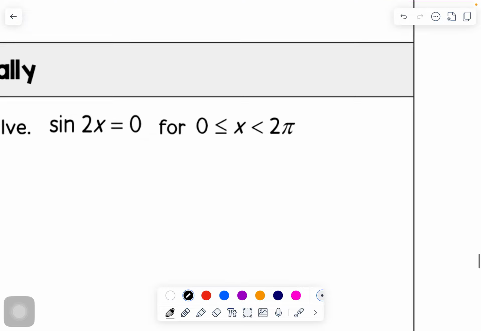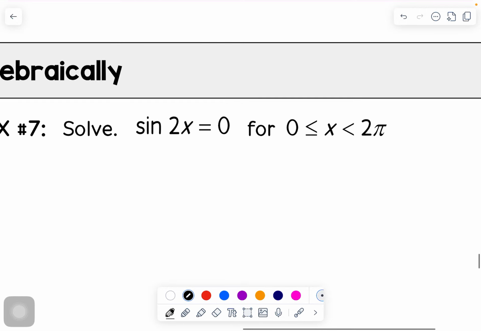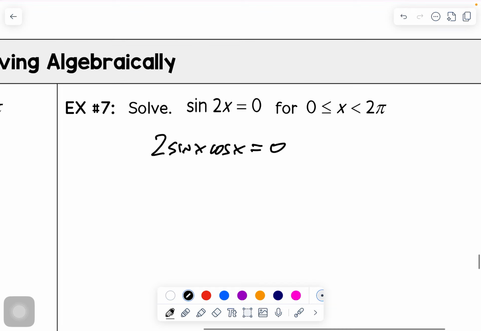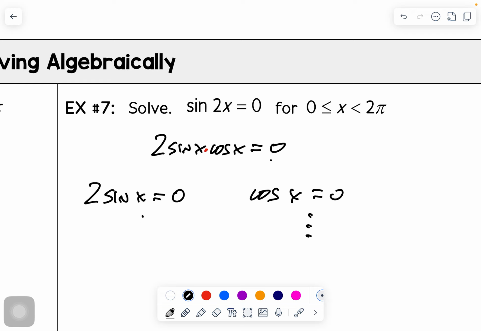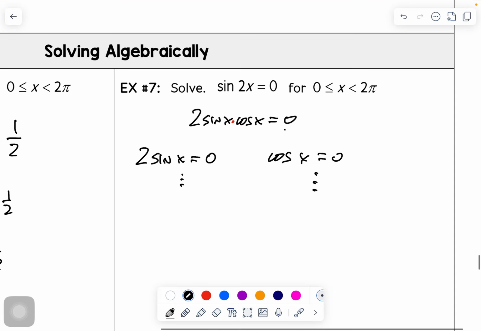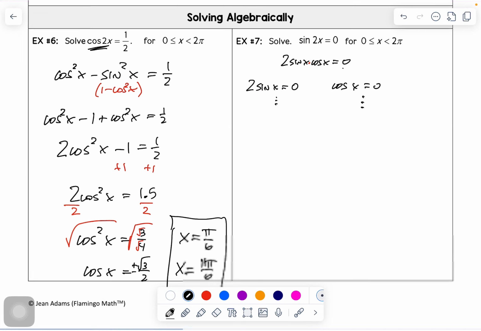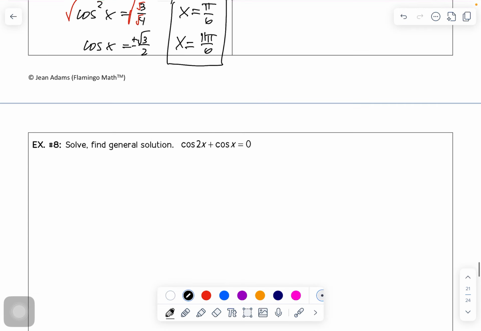You could do this one on your own. Sine of 2x gives me 2 sine x cosine x equals 0. Because this is all multiplication and this is a 0, that's called the zero product property from Algebra 2. So we could split these up into two equations. We don't know which one equals 0, so we're going to let them both equal 0 and then solve. Where does sine x equal 0? Where does cosine x equal 0? So that would be another variation of using these identities.